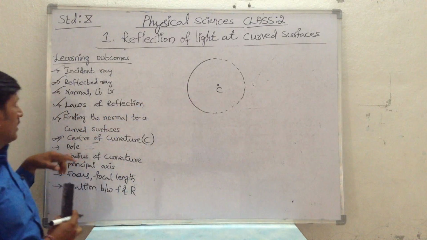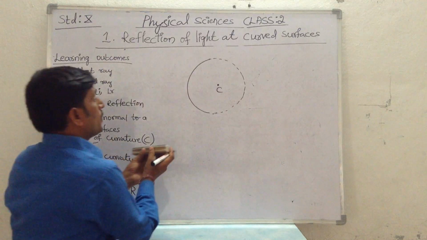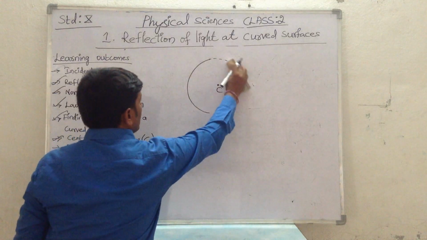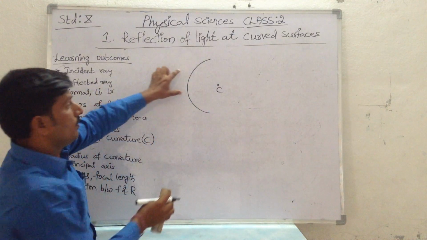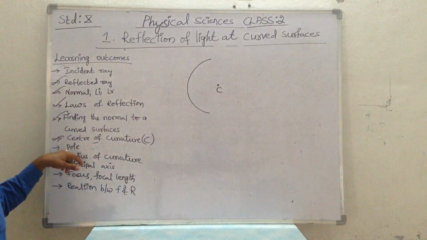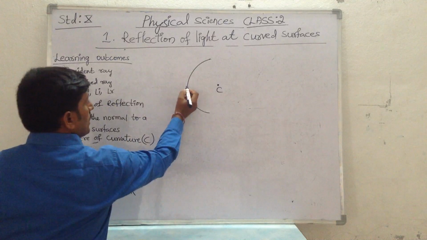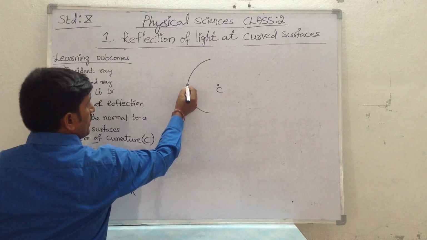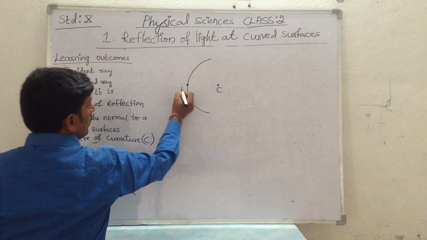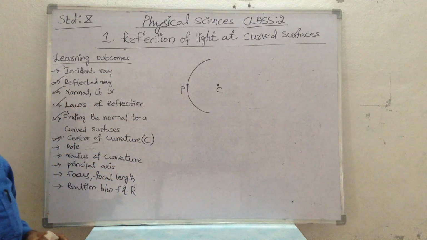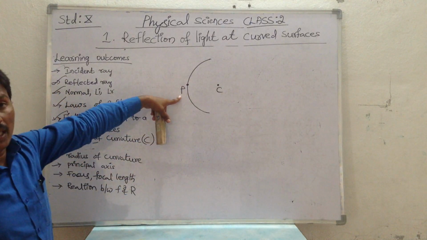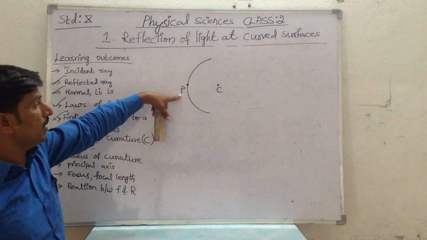The next term is pole. The geometrical point, or the midpoint, on the curved surface is called the pole. The pole is denoted by P.